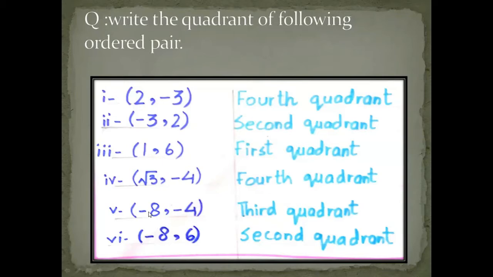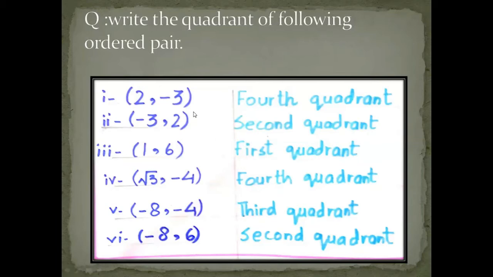When both x and y are negative, this ordered pair belongs to the third quadrant. When the x component is negative and the y component is positive, this ordered pair belongs to the second quadrant. Okay, let me clear this.